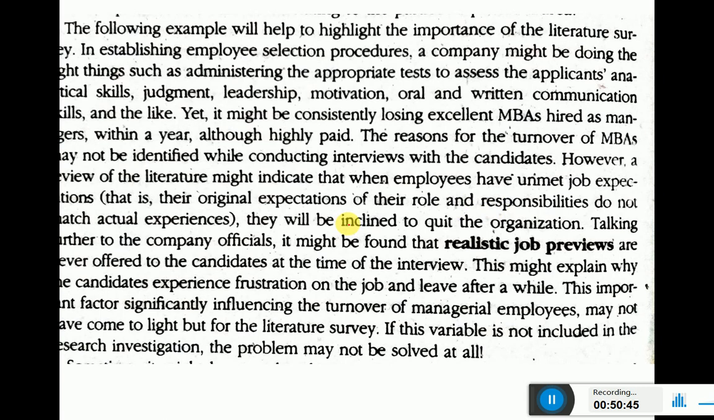And the second thing is that the company officials might find that the realistic job preview was not offered to the candidate at the time of the interview. So that was basically the reason of literature review.